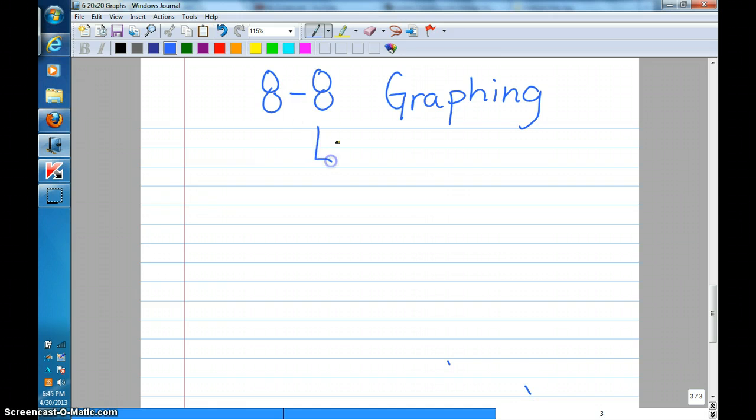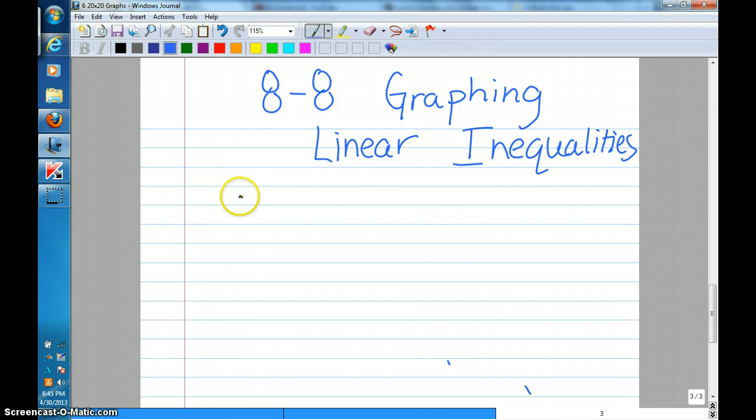You will need graph paper for this lesson again. We are looking at 8-8, and this time, instead of graphing equations, we're going to graph linear inequalities. Remember, linear means straight line. So we aren't going to have equal signs this time, just inequalities. The first thing in an inequality is that we can have less than or greater than.